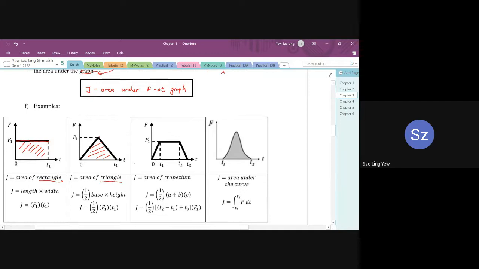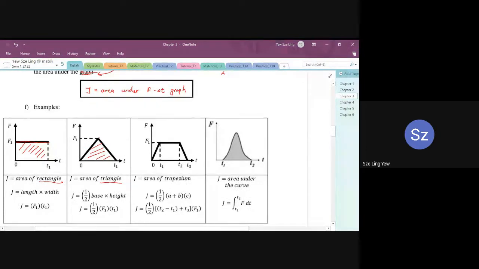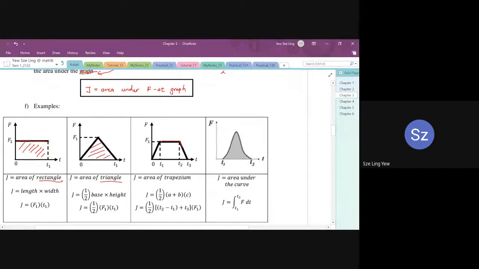And then the next one: the force slowly increases, and then it's constant, and then it decreases. In this case, you have a trapezium. So therefore, impulse is equal to the area of the trapezium. All right, so how do we calculate the area of a trapezium?